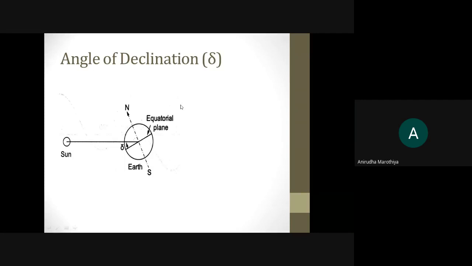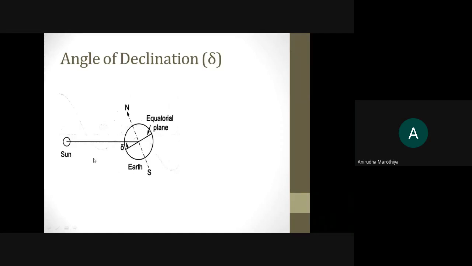Has the diagram been drawn? This indicates del. Del is nothing but the angle of declination. Please inform me. Yes sir, it's done. Okay, good. Now, how to define the angle of declination?